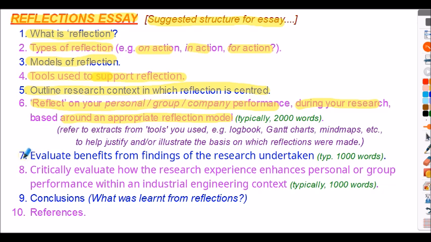If you want to do the higher grades, then you'll have sections 7 and 8 here. So 7 will be to evaluate benefits from your findings now of your research that's undertaken. And then section 8 is to critically evaluate how the research experience enhances personal or group performance within your industrial context. And that's really picking up on section 6, and just giving more justification, more detail about what you found in section 6. And then we conclude with section 9, what you've learned from your reflections, and your references to finish. Okay, so that would be a suggestion for the essay on reflections, which is for learning outcome 3.